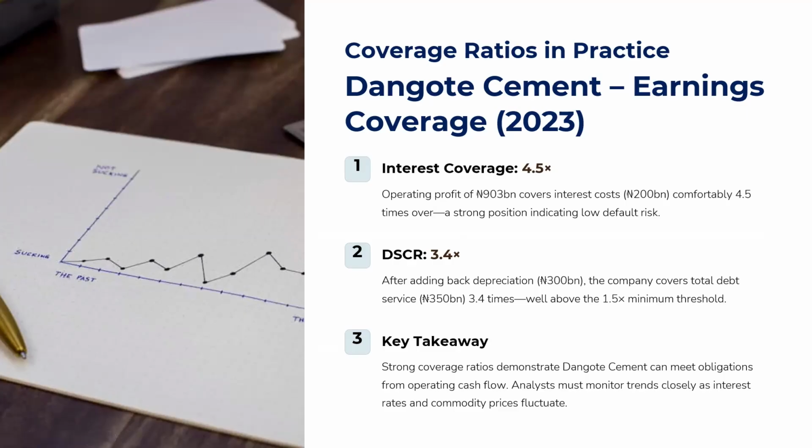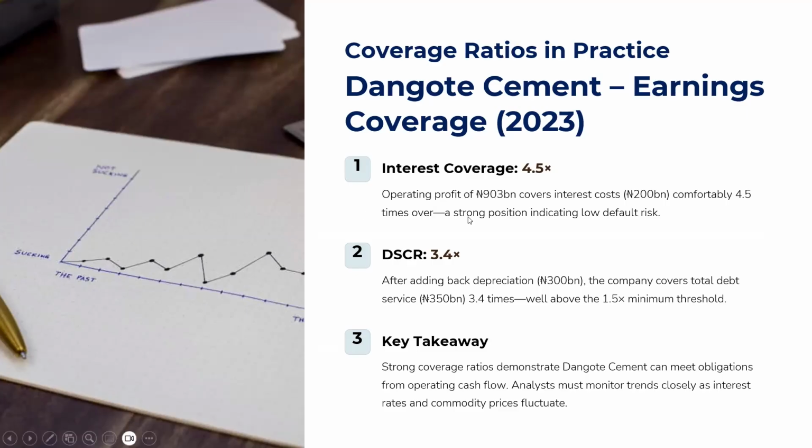Now, the debt service coverage ratio, you need to add back depreciation. So let's say that depreciation is 300 billion. After you've added back depreciation of 300 billion, the company's total debt service is 350 billion. So that is 3.4 times.